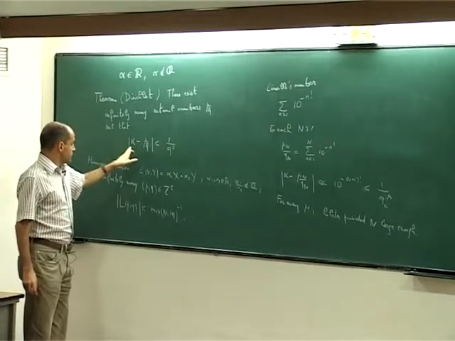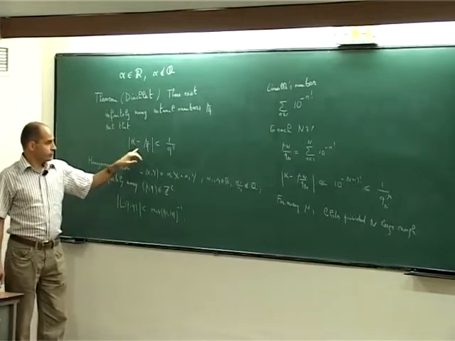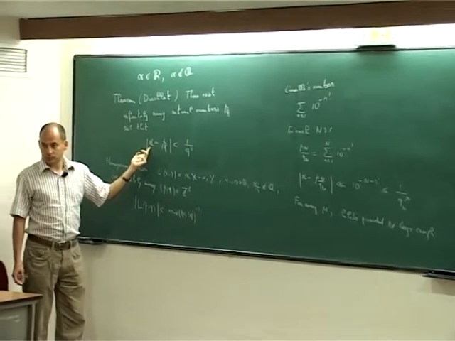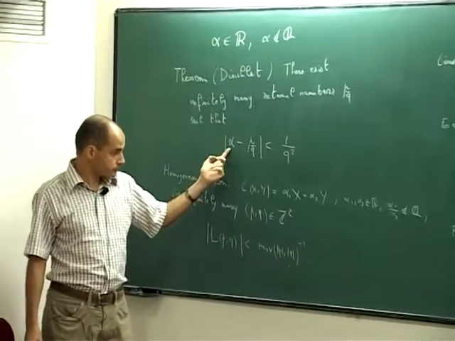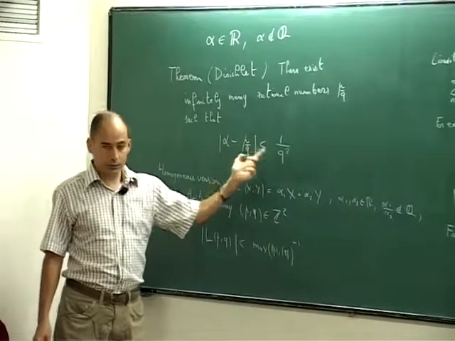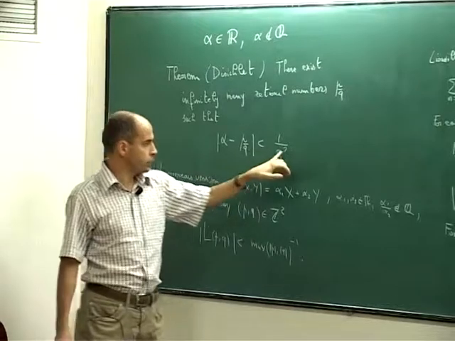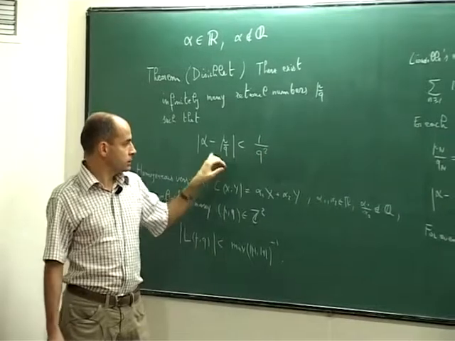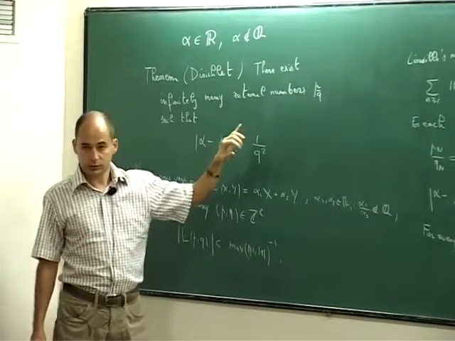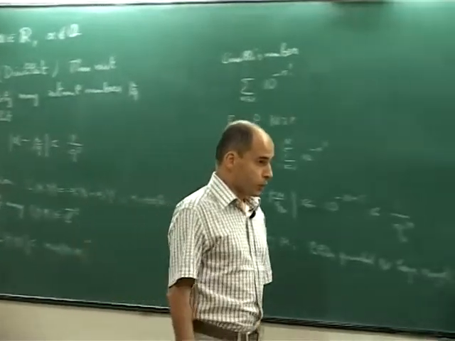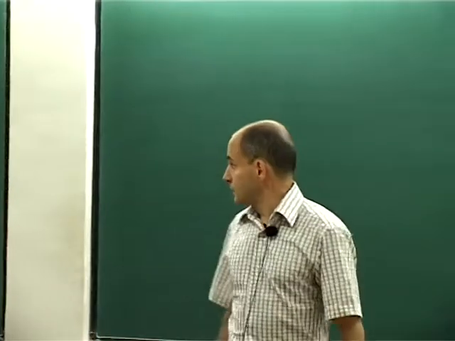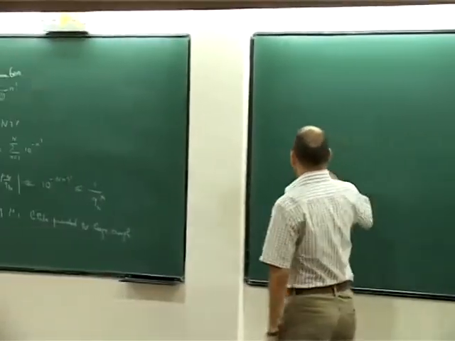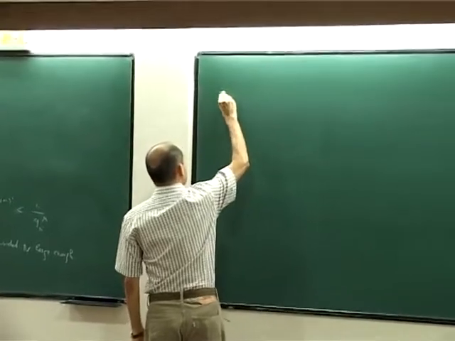On the other hand, it's not difficult to prove that for almost all real numbers with respect to the usual Lebesgue measure, this inequality cannot be improved. So if one replaces 2 by something strictly larger, this inequality will have only finitely many solutions. We are interested in the case where alpha is an algebraic number, and in this respect there is a famous theorem of Roth.